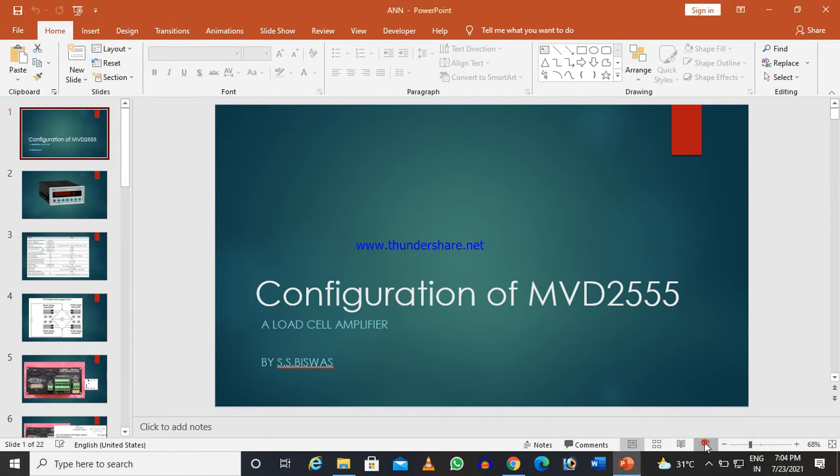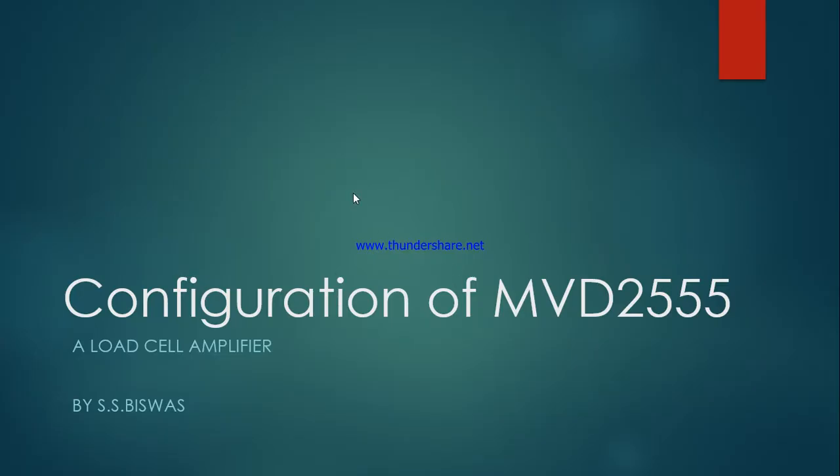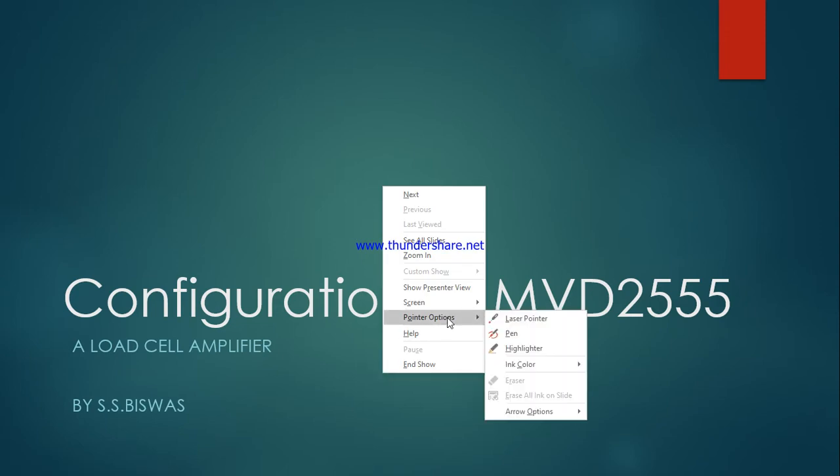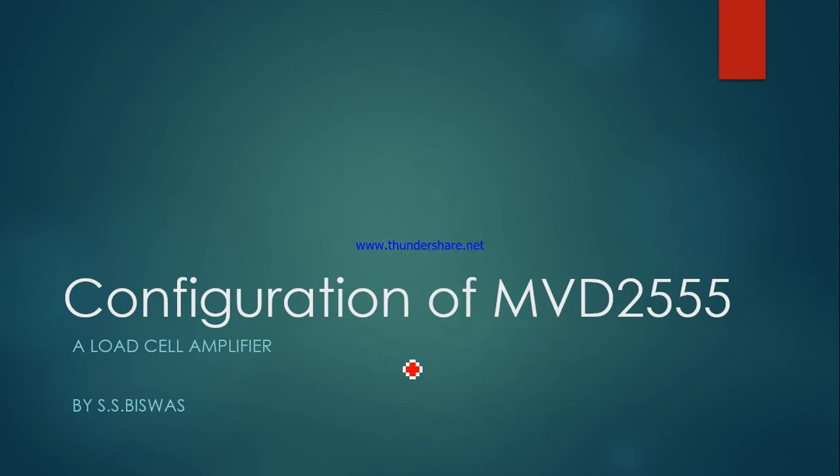Now we are going to learn how to configure a load cell amplifier. Here I have taken an amplifier of model number MVD2555. It's a very basic video, and we are going to learn how it can be quickly configured for a load cell application.